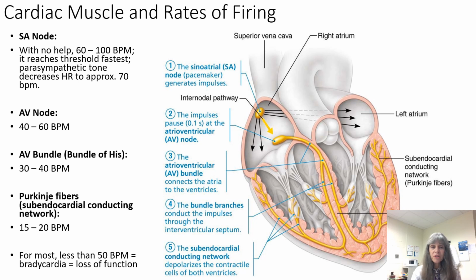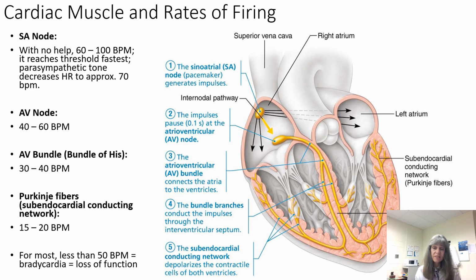So if we look at this picture, we see number 1, pointing to the sinoatrial node or SA node. That's known as the pacemaker of the heart. It generates a sinus rhythm. Number 2 is pointing to the atrioventricular node. Remember, there's a pause of about 1/10 of a second from the SA to the AV node, or that occurs at the AV node. And then the impulses will continue at the AV bundle, the bundle of His, which connects the atria to the ventricles.